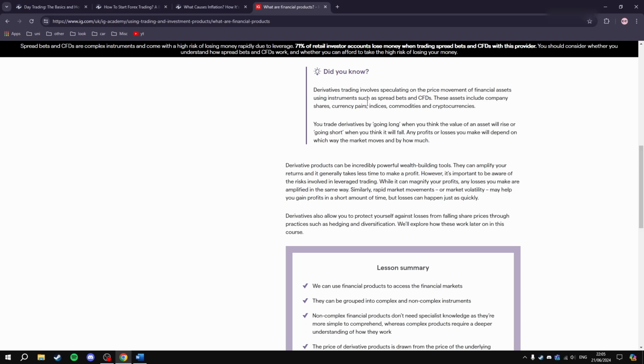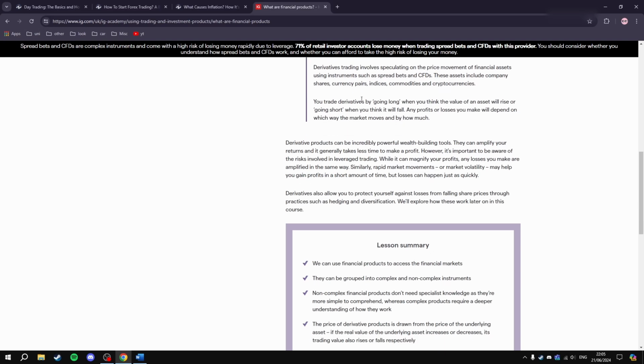Derivatives trading involves speculating on the price movement of financial assets using instruments such as spread bets and CFDs. These assets include company shares, currency pairs, indices, commodities, and cryptocurrencies.